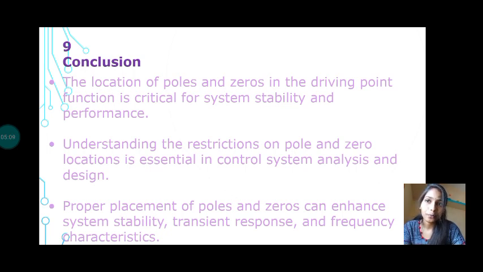Conclusion: the location of poles and zeros in the driving point function is critical for system stability and performance. Understanding the restrictions on pole and zero location is essential in control system analysis and design. Proper placement of poles and zeros can enhance system stability, transient response, and frequency characteristics.